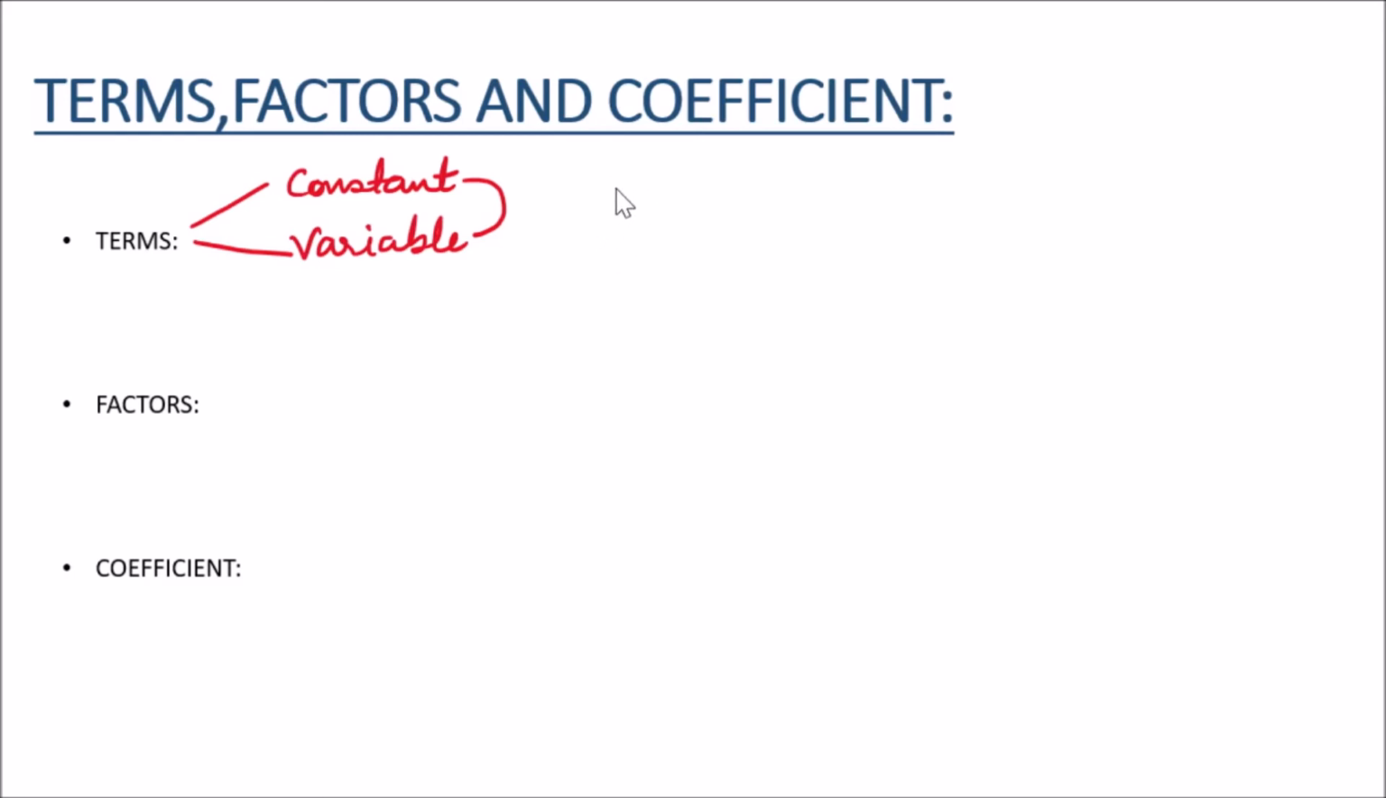So constant 6, it is a term. Variable a is a term. The combination of both of this also may be a term. So 6a is also a term. Clear? Then 7x square is also a term. Minus 5ab is also a term. So terms are nothing but they may be a constant, they may be a variable, or the combination of both.